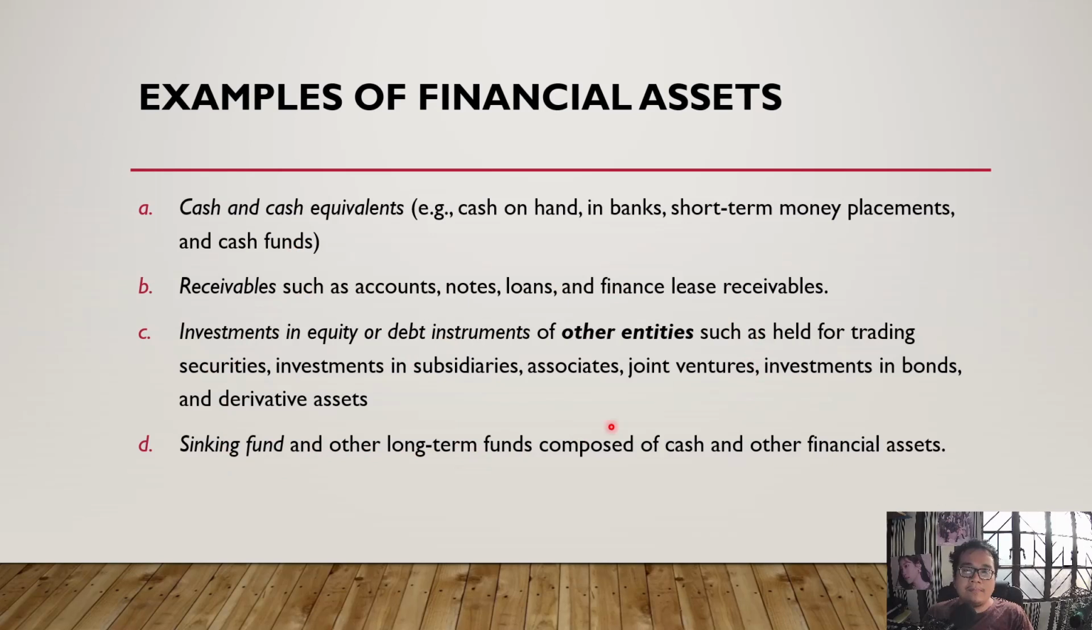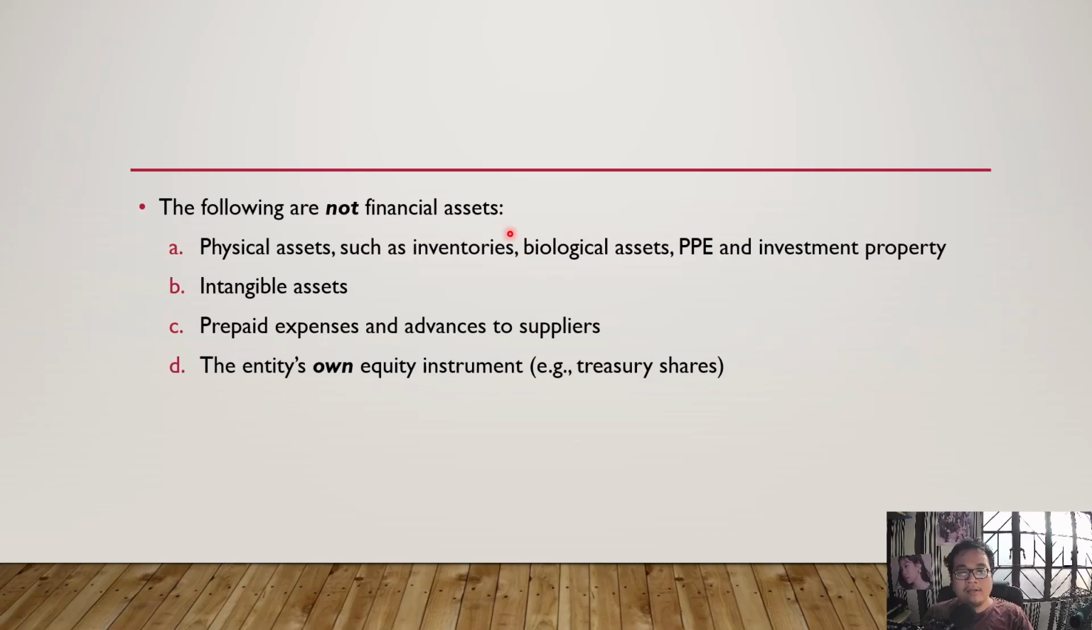Ito naman, asset to sila, pero hindi sila financial. Ito, gaya physical assets. Gaya ng inventories, biological assets, PPE, investment property. Di sila financial, pero asset sila. Intangible, hindi financial, pero asset. Prepaid expense and advances to suppliers, yun. And the entity's own equity instrument, gaya ng treasury shares, you cannot consider that as a financial asset.